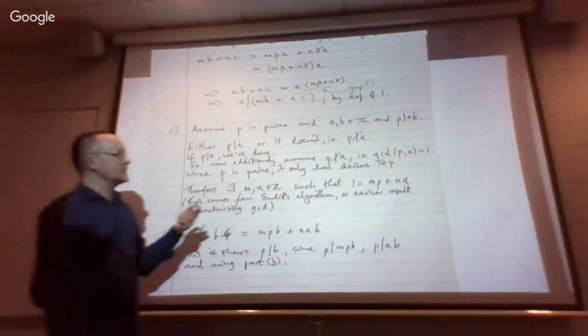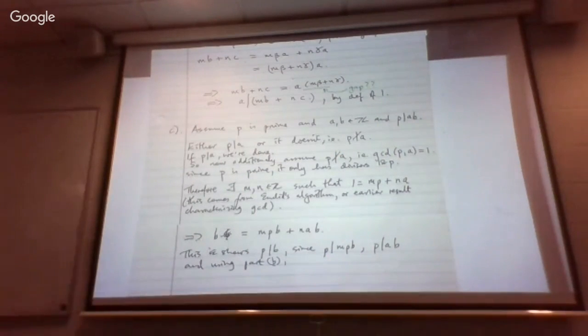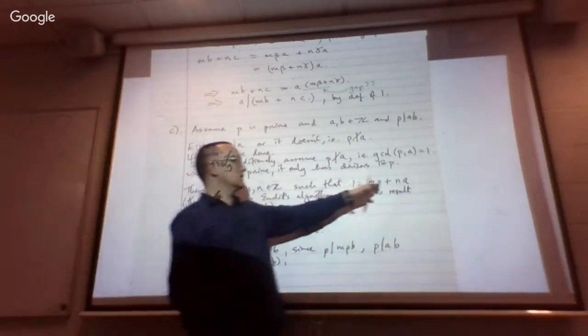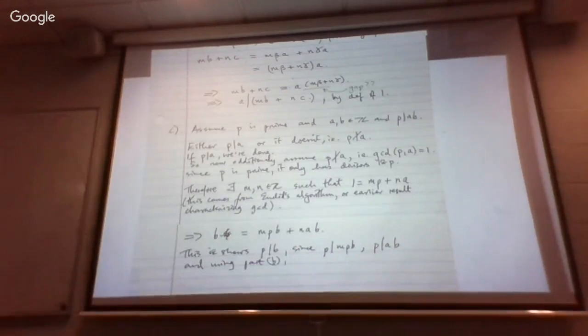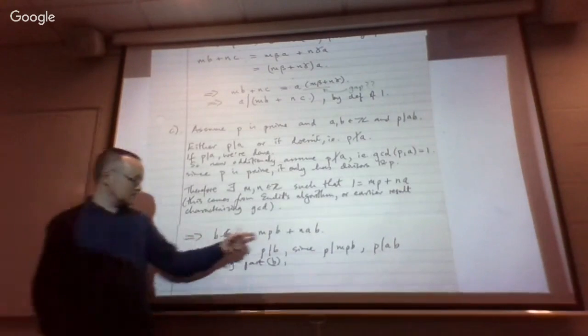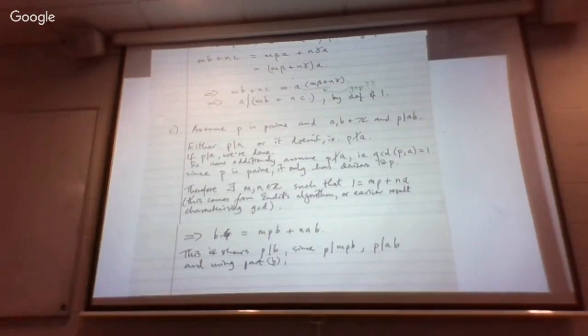So we take on this additional assumption that P does not divide A. P and A are co-prime. Therefore, we can take a linear combination of them to get 1. Multiply that both sides by B, and this expression here is clearly divisible by P, from assumptions and earlier results, and so therefore P divides B.